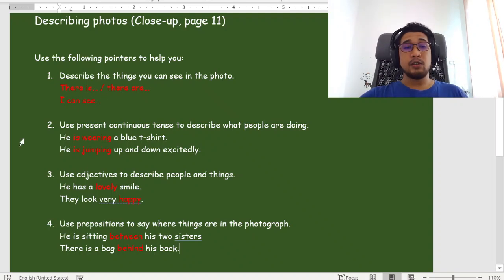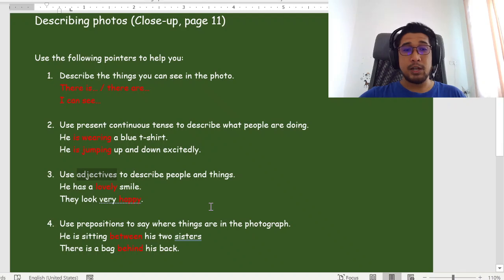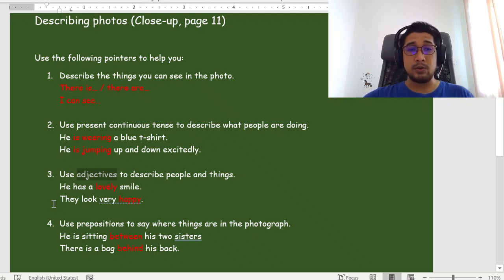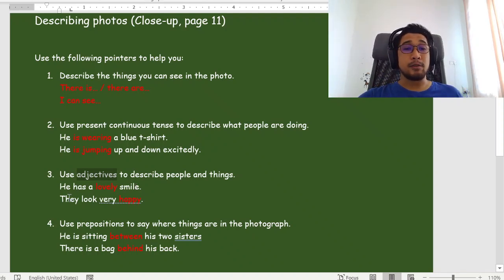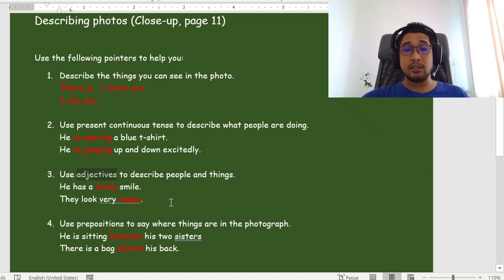Number 3, use adjectives. Adjectives are kata sifat to describe people and things. So you say he has a lovely smile as an adjective. They look very happy. That's another adjective. I'm sure you know a lot of adjectives by now that you can use.